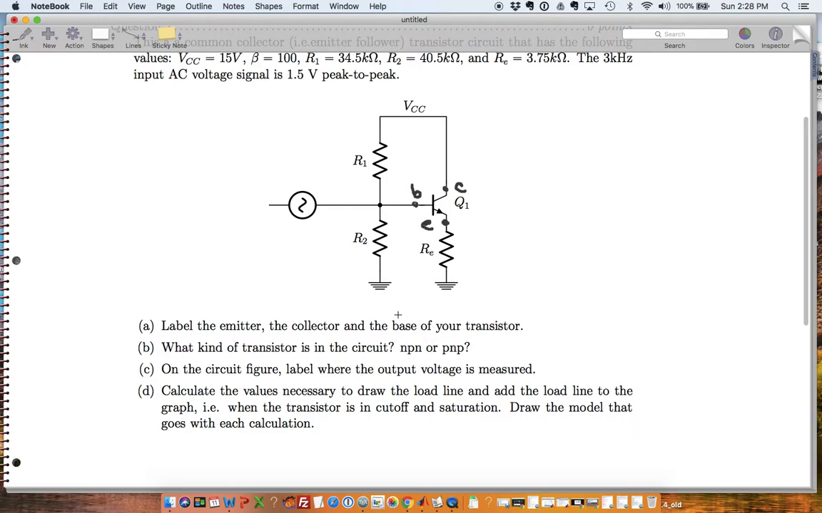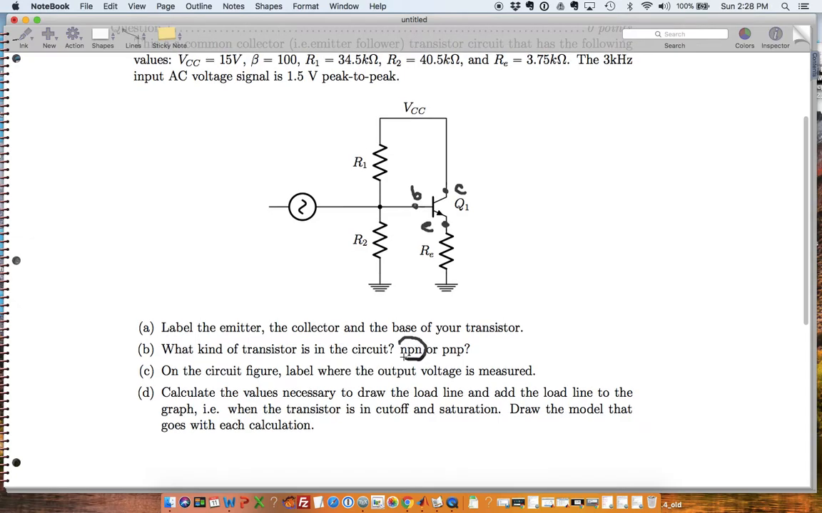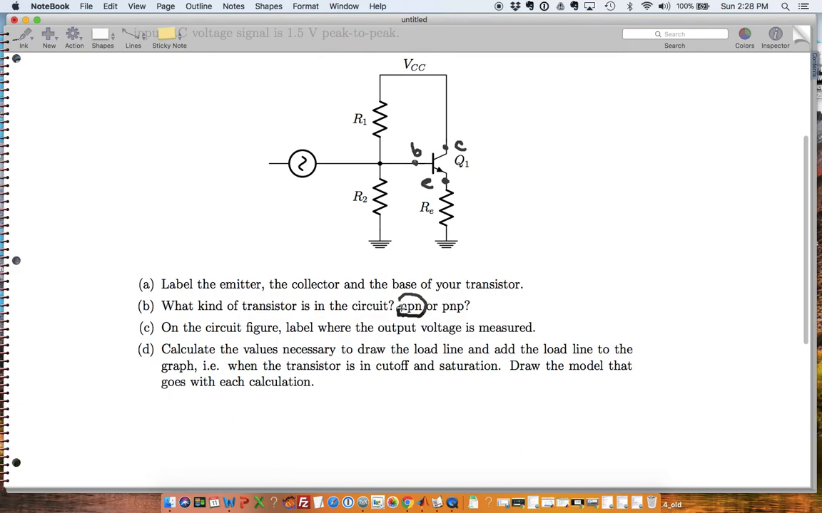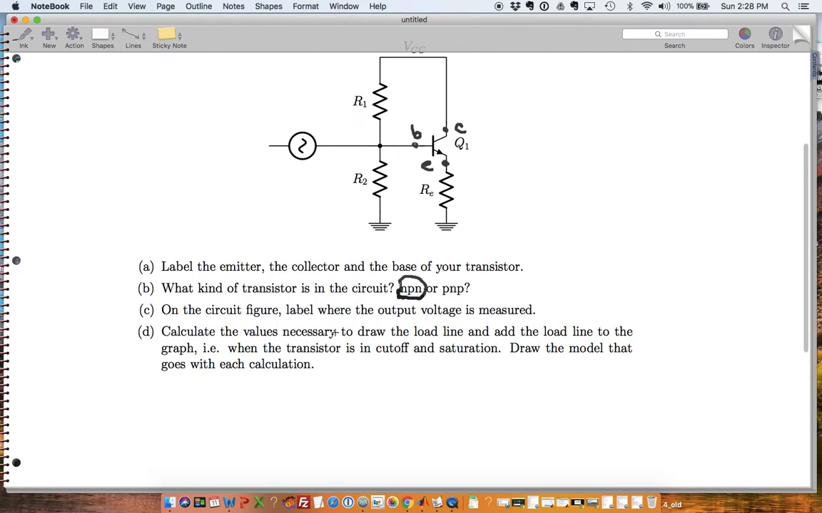What kind of transistor is the circuit? Well, the arrow points out of the transistor, so we know that it's an NPN. And it says on the circuit figure to label where the output voltage is measured. So this is an emitter follower, so we know that the output is measured on the emitter.